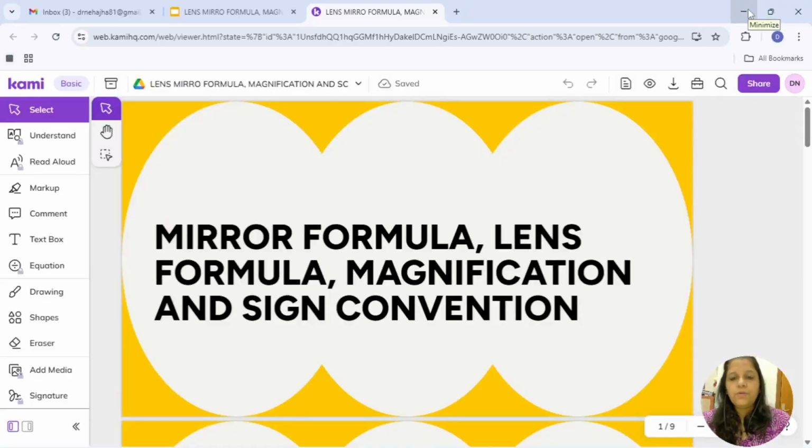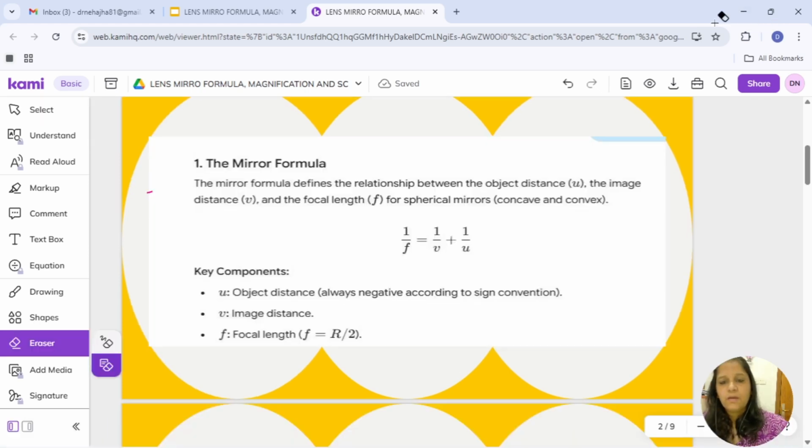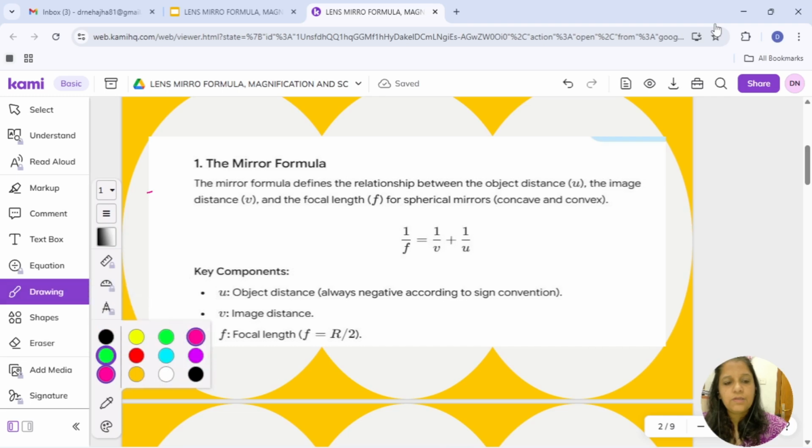In this video, we are going to study in detail about mirror formula, lens formula, magnification, and sign convention. The first part which we are going to discuss is the mirror formula. The mirror formula defines the relationship between object distance. Now, what is this object distance?